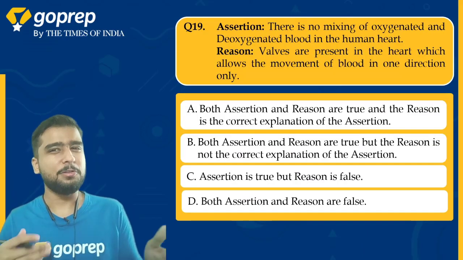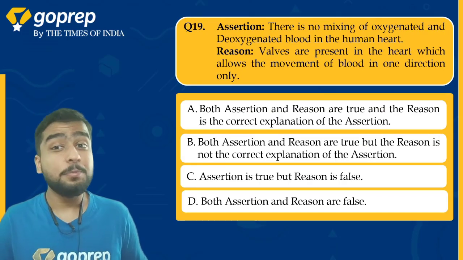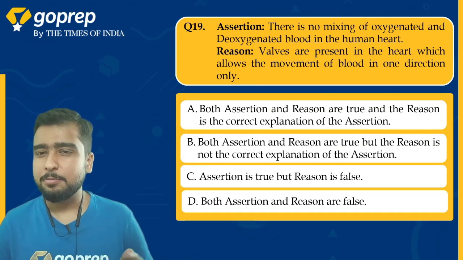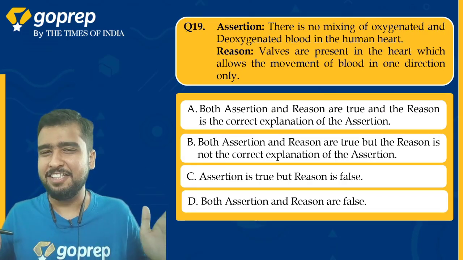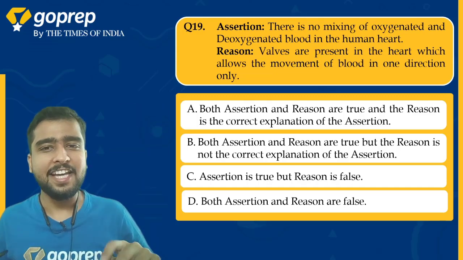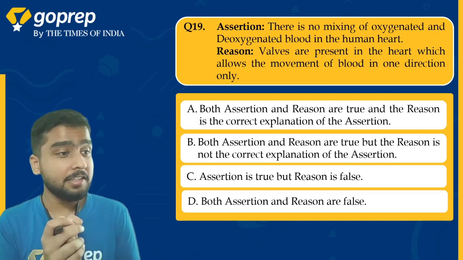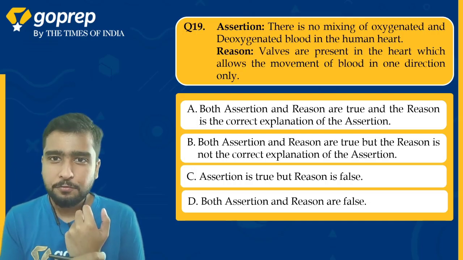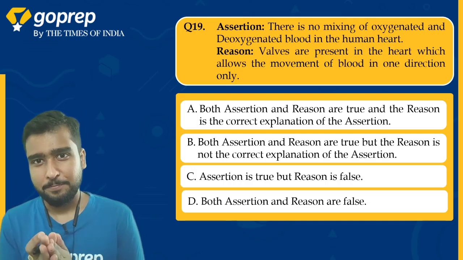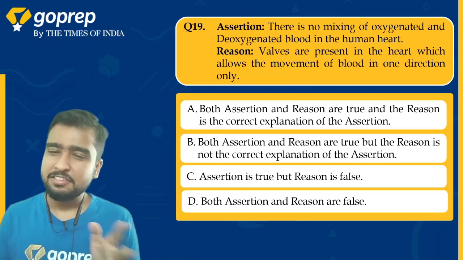Assertion reason question, बहुत लोगों को इसमें डर लगता है. There is no mixing of oxygenated and deoxygenated blood in the human heart. Correct. The right part of the heart carries the oxygenated blood and the left part of the heart carries deoxygenated blood. Right? Now the assertion is correct.